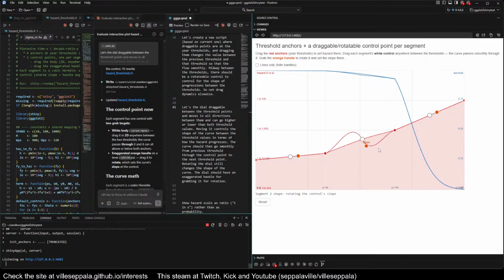And this is kind of like, there are these threshold values, and then there's an inflection point between them. Yeah, this could work pretty well.